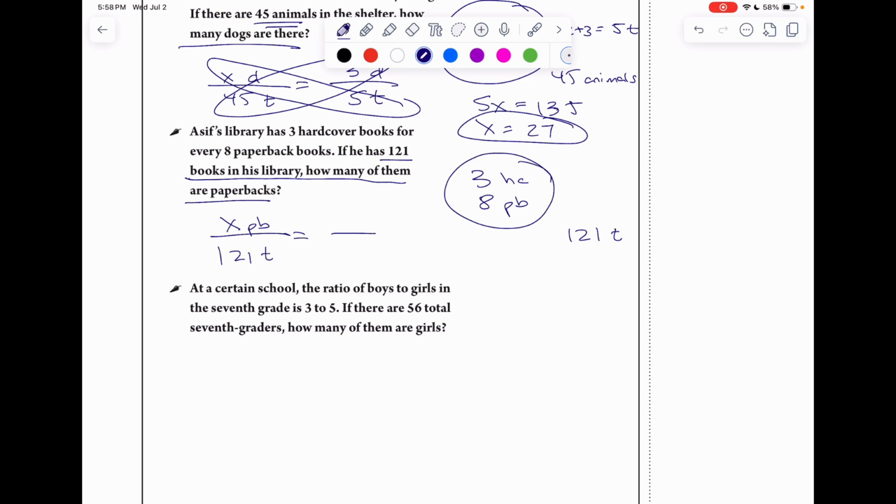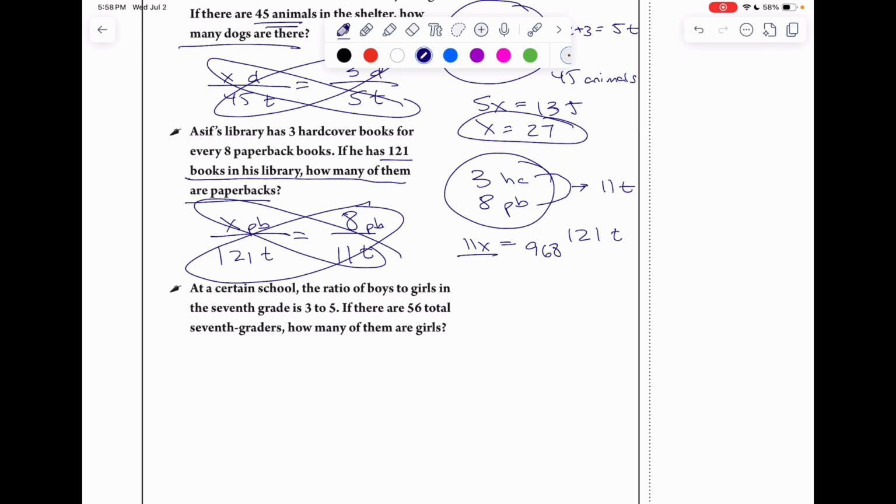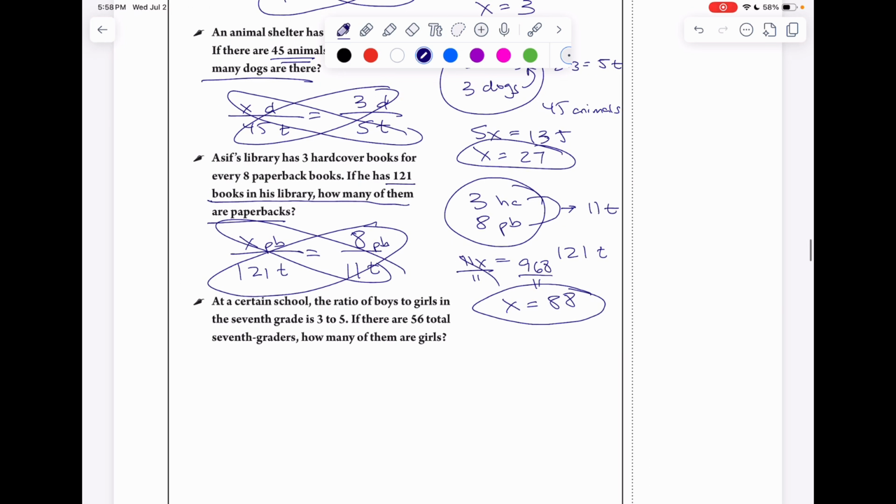Let's go back to our ratio. How many paperbacks? We have 8 paperbacks. How many total do we have? Well, if we have 3 hardcover that come along with our paperbacks, we will end up with 11 total books if we have 8 paperbacks. We can cross multiply, so we get 11x equals 8 times 121, which is 968. If we divide both sides by 11, we get that x equals 88. And that's our answer, 88 paperback books.